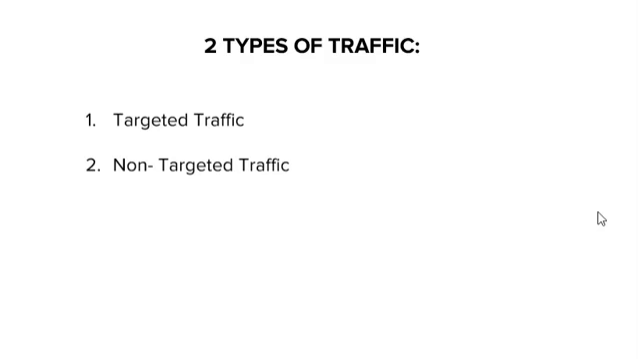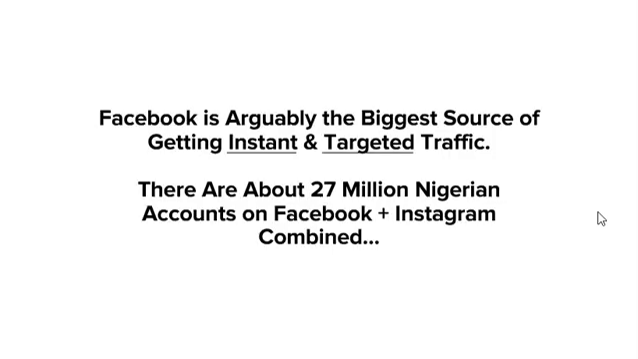And this is exactly where Facebook comes in. I am recording this video in June 2020, and right now, Facebook is arguably the best source of getting a lot of instant and targeted traffic online in the world, at least as at now. This might change later, but right now, Facebook is the best source of getting a lot of targeted traffic. And Facebook is also the owner of Instagram. So when I say Facebook, I'm also referring to Instagram. Facebook bought Instagram some years back, and this gives us access to also run adverts on Instagram.